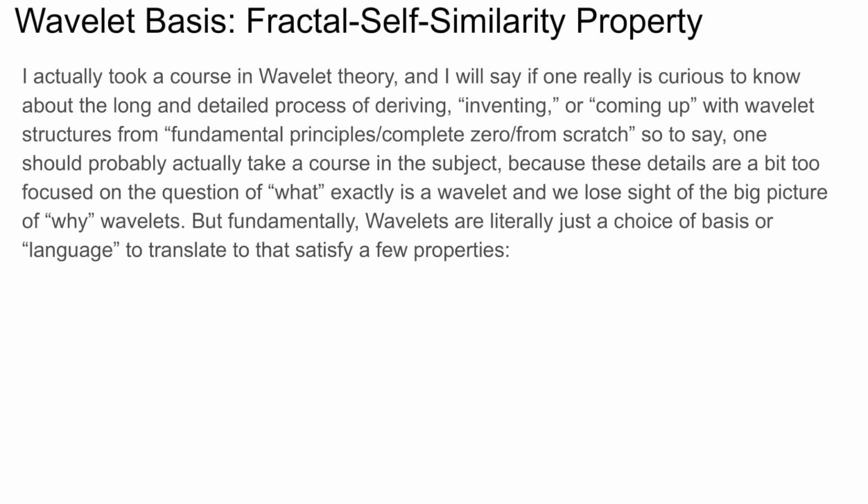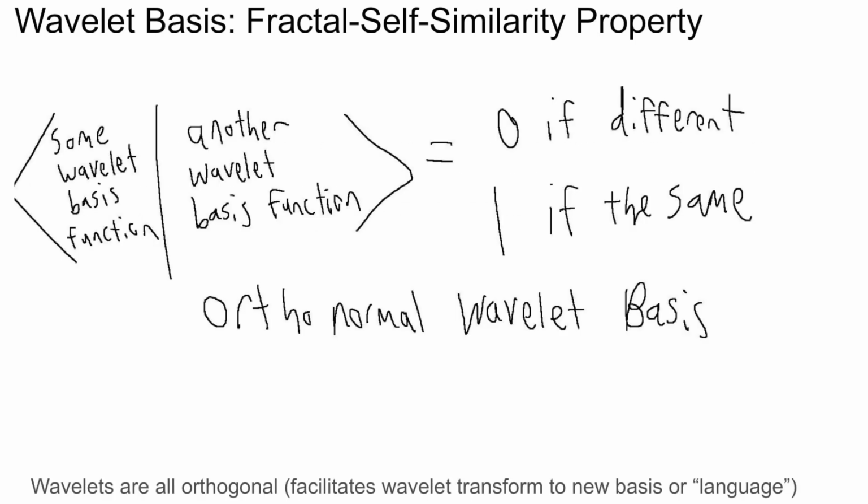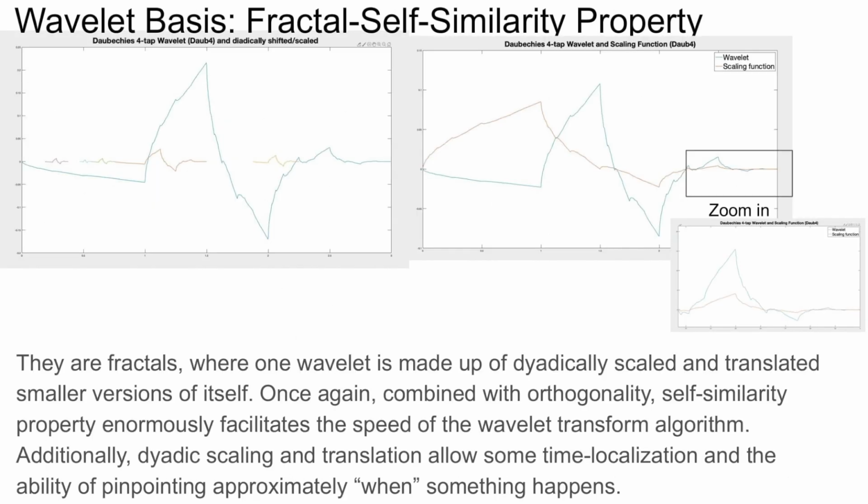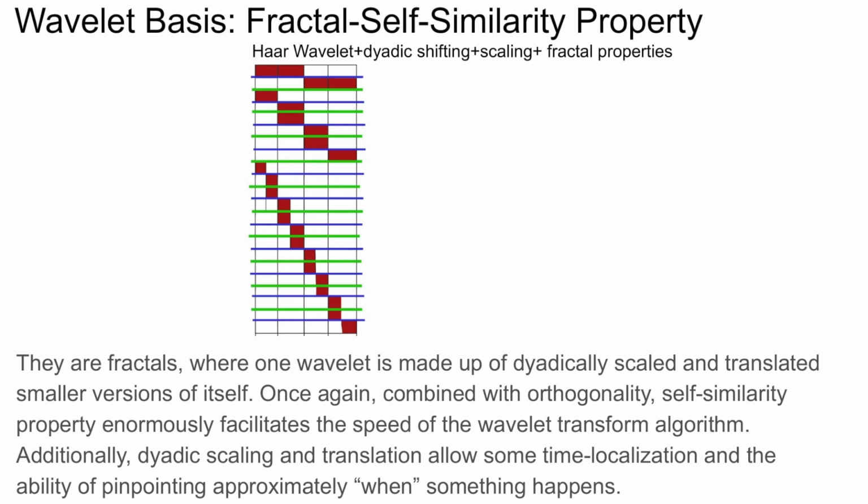But fundamentally, wavelets are literally just a choice of basis or language to translate to that satisfy a few properties. Wavelets are all orthogonal, which facilitates the wavelet transform to a new basis or language. Wavelets are also fractals, where one wavelet is made up of dyadically scaled and translated smaller versions of itself. Once again, combined with orthogonality, the self-similarity property enormously facilitates the speed of the wavelet transform algorithm. Additionally, dyadic scaling and translation allows some time localization and the ability of pinpointing approximately when something happens.